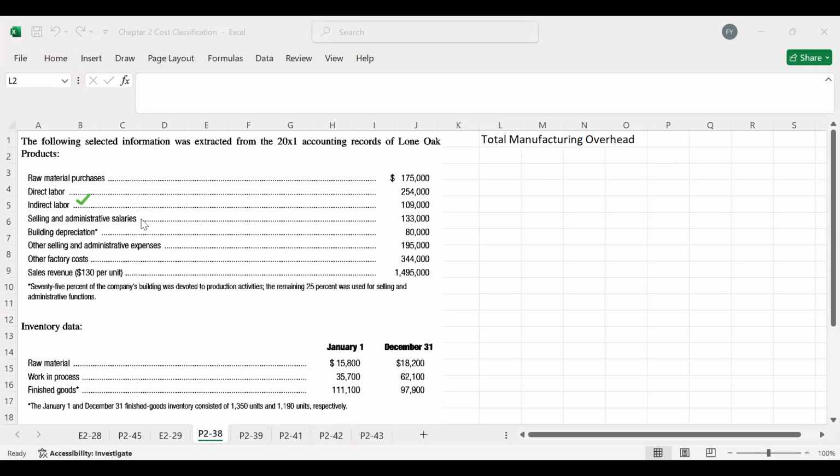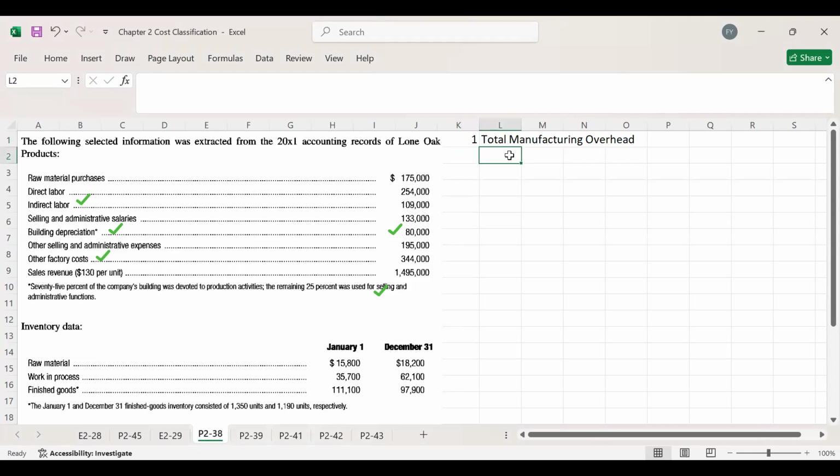Selling and admin expenses are operating expenses. Building depreciation is generally a part of MOH, and it has a small asterisk, meaning there is a description. You can see that 75% of the factory's building was devoted to production activities, meaning out of this total depreciation, 75% becomes part of MOH, whereas 25% is part of selling and admin expenses. Other selling and admin expenses are given, and other factory cost is given. Other factory cost is also part of manufacturing overhead. So this is our first requirement.